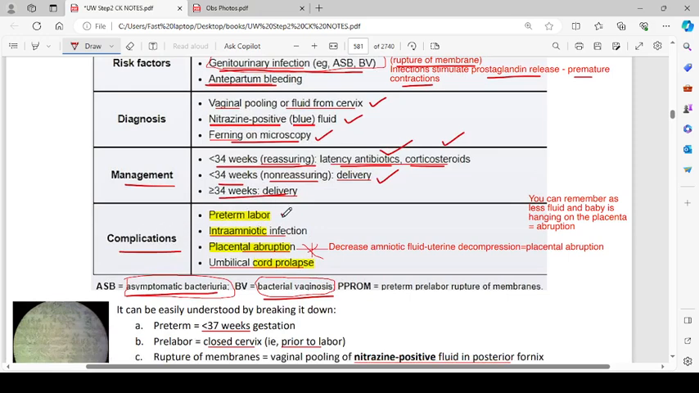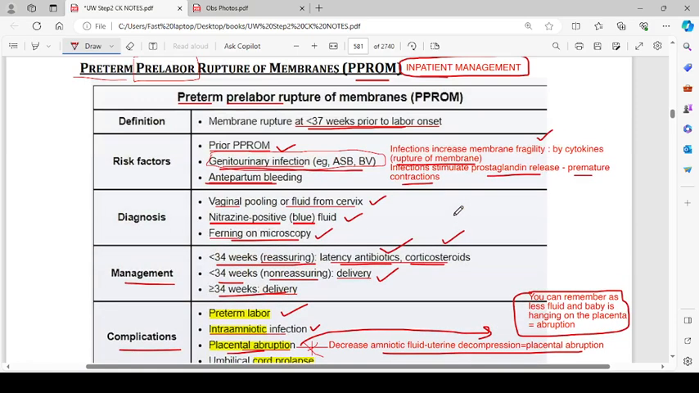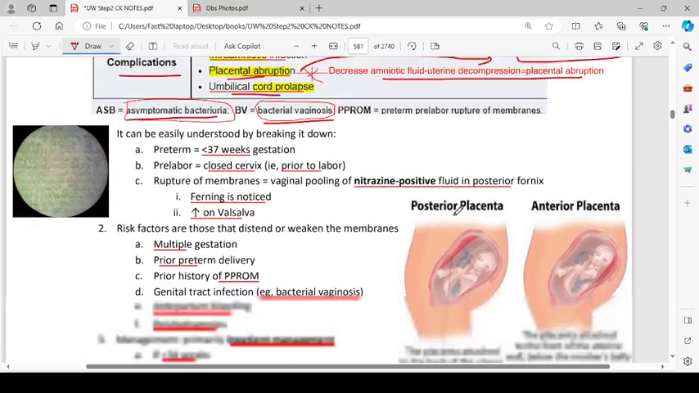Complications: preterm labor, intra-amniotic infection, placental abruption, decreased amniotic fluid, uterine decompression, and umbilical cord prolapse. You can remember it as less fluid and the baby is hanging out of the placenta, so this can lead to abruption. Placental abruption can happen because of preterm pre-labor rupture of membranes, PPROM.